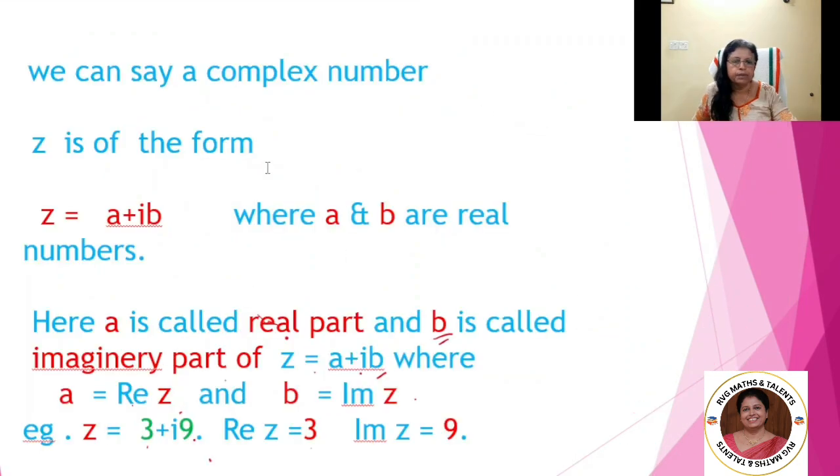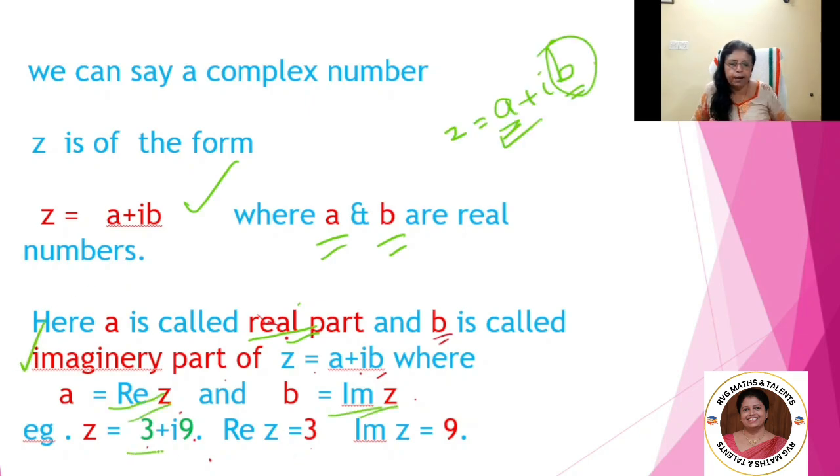We can say a complex number can be of the form Z equal to a plus ib, where a and b are real numbers. Here, a is called the real part and b is called the imaginary part. For example, Z equal to 3 plus i9. Here what is 3? That is the real part of Z. And what is 9? That is the imaginary part of Z.